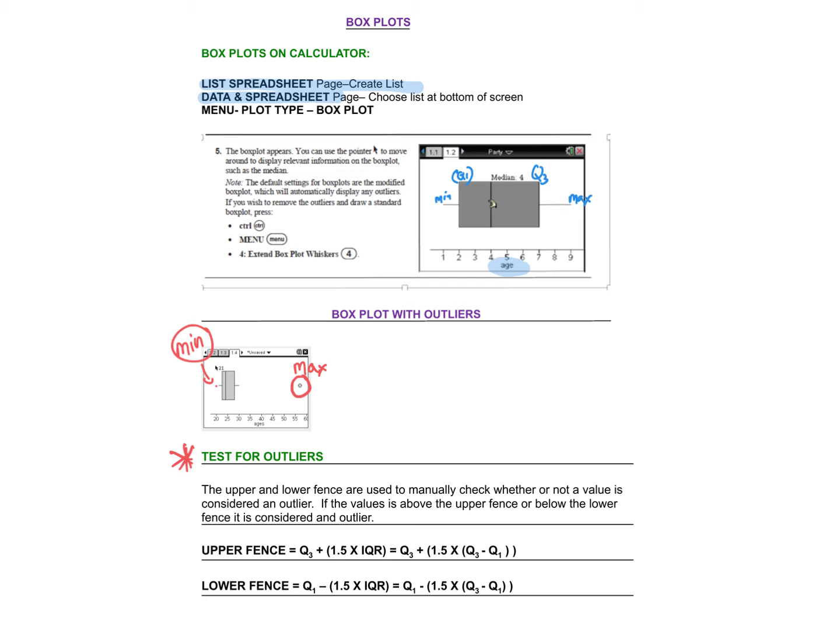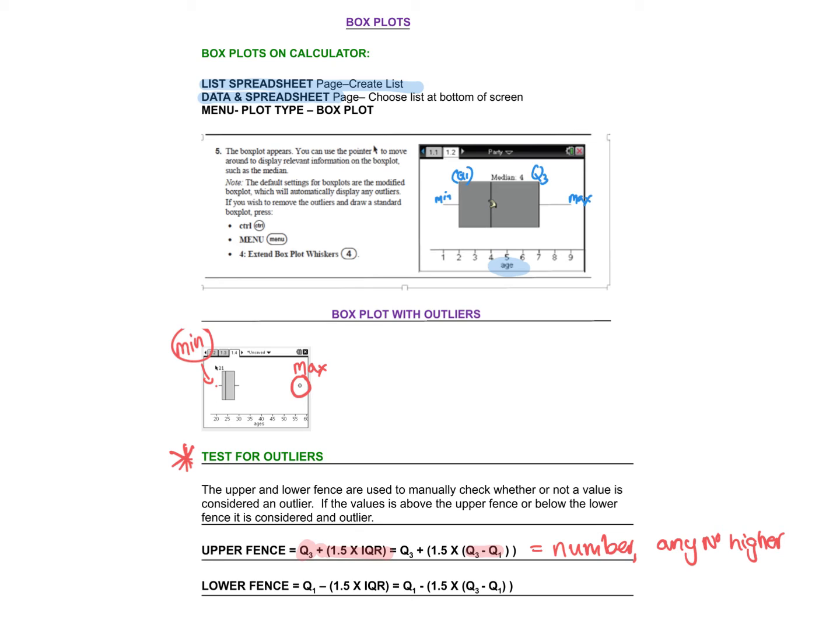They'll often say, show that this number's an outlier, and you use these formulas. So you can see down here, Q3 plus 1.5 times the interquartile range. So remember, interquartile range is Q3 minus Q1. So when you do that, you end up with a number, okay? And any number higher than that is an outlier. Any number higher.